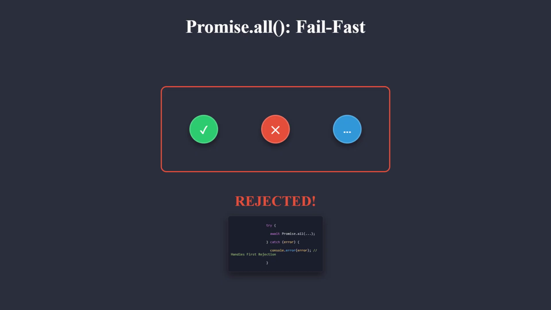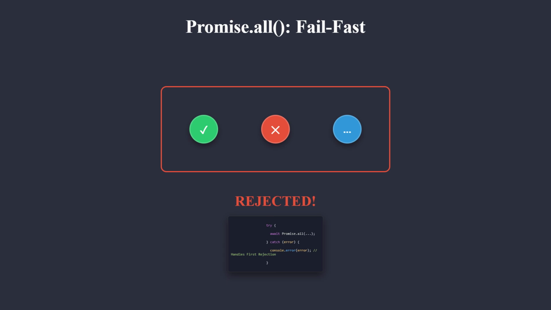Wrap the await Promise.all call within a standard try-catch block. The catch block captures the failure reason from the first rejected promise. This structure prevents the application from crashing due to an unhandled promise rejection. Use this pattern when all parallel tasks are mandatory dependencies.